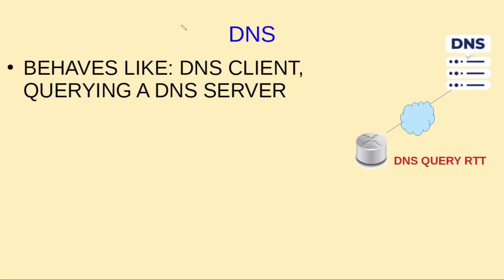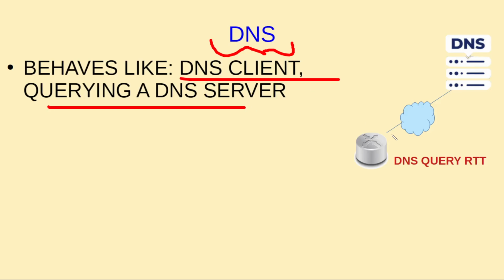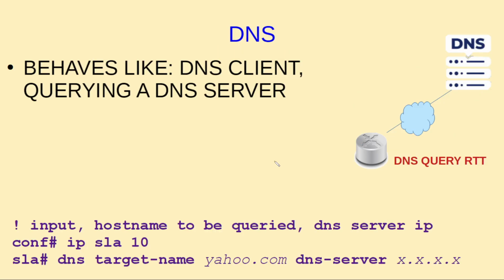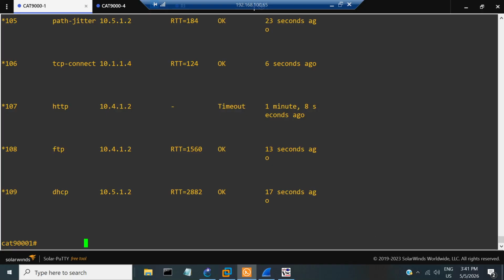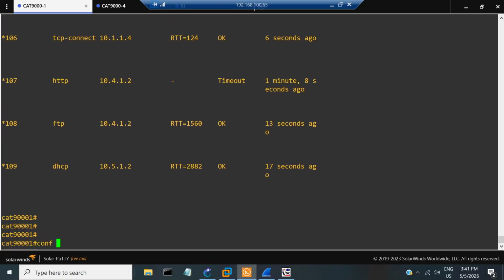The next operation is the DNS operation, where the IPSLA is going to behave as a DNS client, where it is going to query a DNS server. We are going to query a DNS server and calculate how much time the DNS server takes in order to resolve a name query. In this case, we are going to use this command. We are going to provide a host name and the IP address of the DNS server that is going to perform the name resolution. So let's configure a DNS operation.